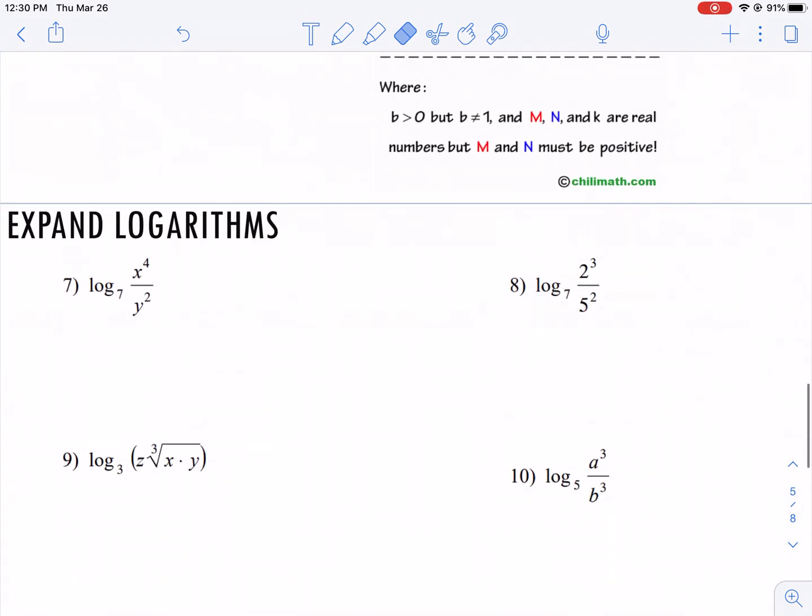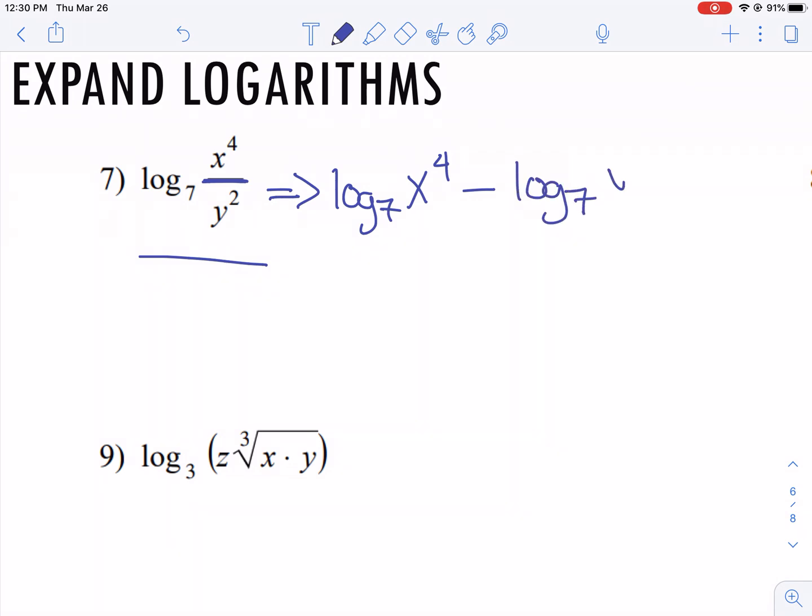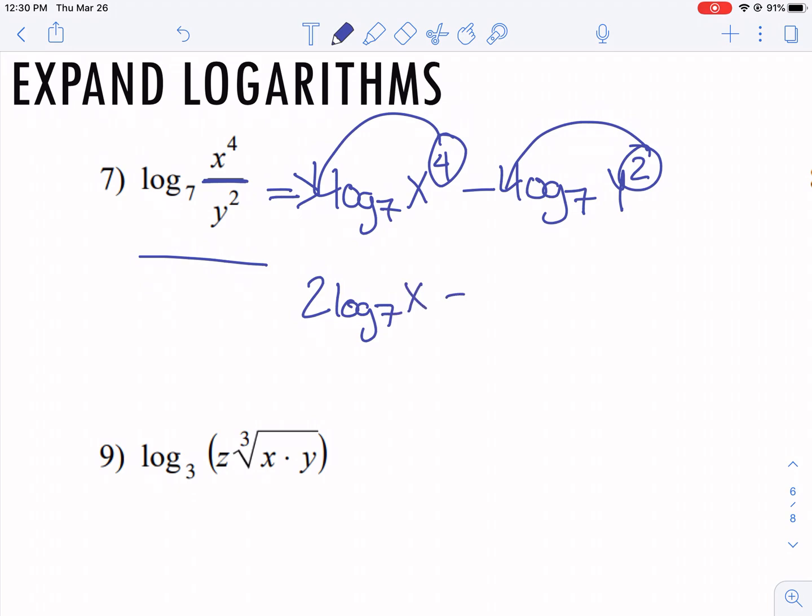All right, so expanding logarithms, okay? Remembering that expanding means we're taking a single logarithm and making it multiple. So here I see that they're dividing. So that's going to be the first thing: dividing means subtraction. And the bases are going to stay the same. Then if you remember the power rule, these turn into coefficients. So it's 4 log base 7 x minus, whoops, not 2, that was a 4, 2 log base 7 y. And there you go.